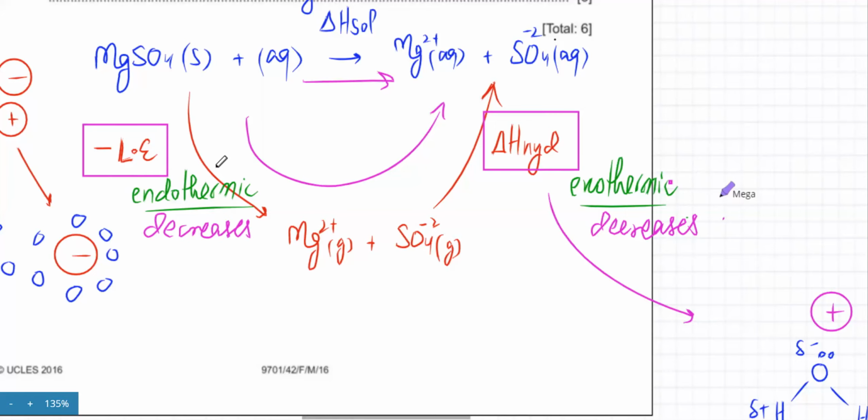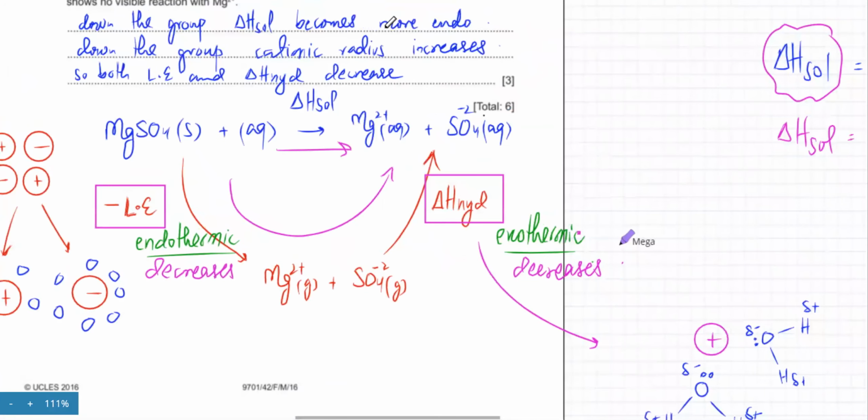This term is relatively bigger and this term is relatively smaller. That's why enthalpy of solution overall is coming out to be endothermic. The endothermic term is bigger and the exothermic term is smaller. So if you sum them up, the overall enthalpy of solution comes out to be endothermic. Sakib, did you get this point? Yes, sir.